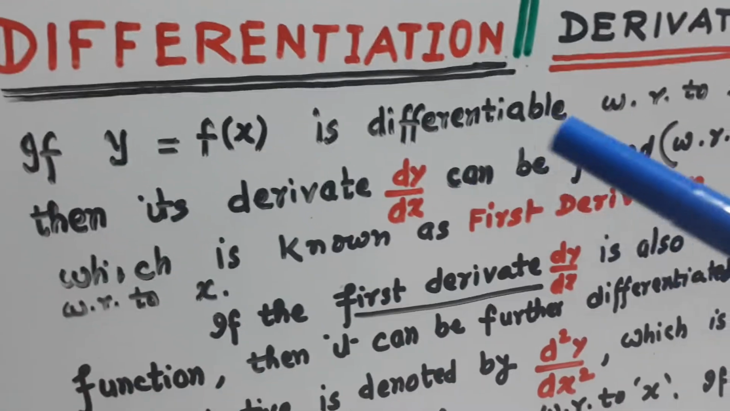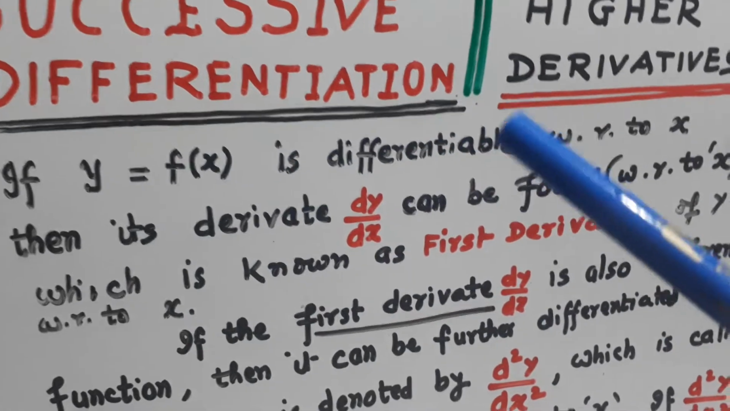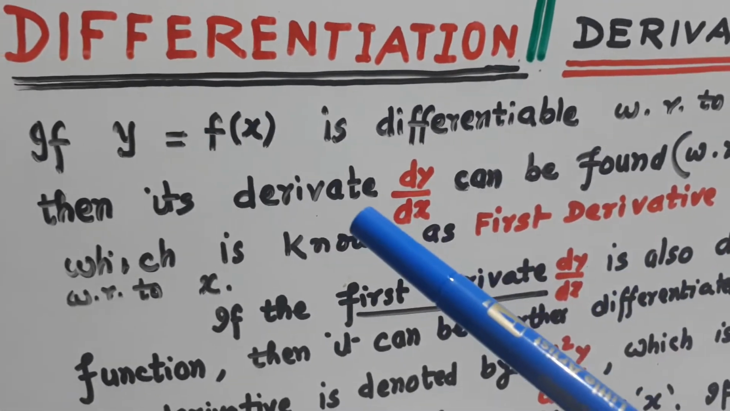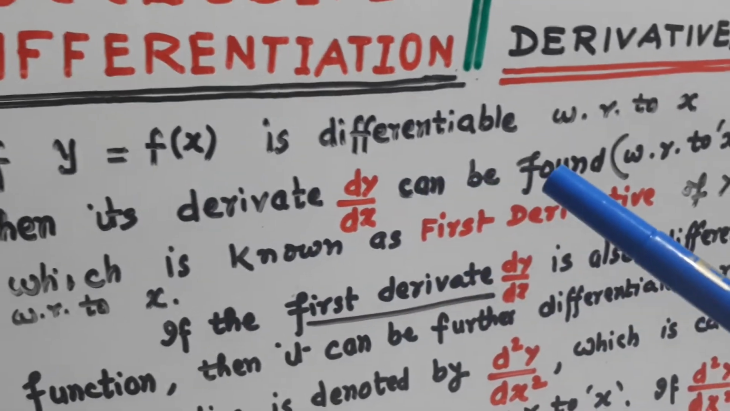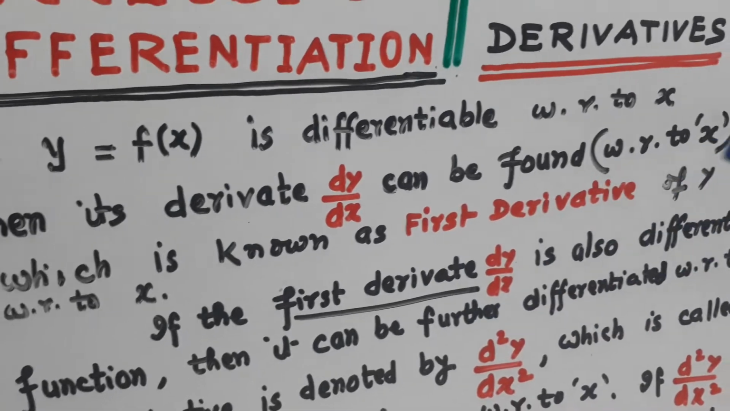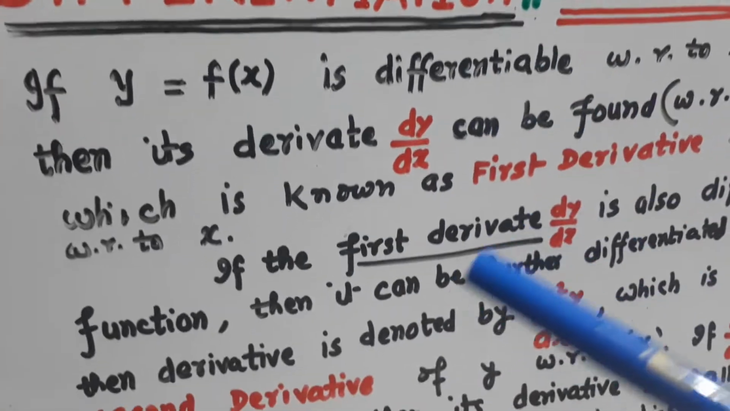No, here I'm explaining it. If y is equal to f(x) is differentiable with respect to x, then its derivative dy by dx can be found with respect to x, which is known as the first derivative. ठीक है, एक बार डेरिवेटिव ले लिया.